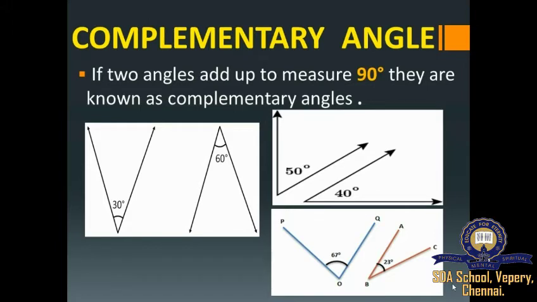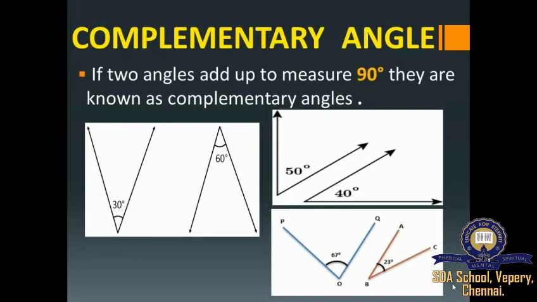In the first image you could see that when you add 30 degrees and 60 degrees, the resulting answer is 90 degrees. Similarly, 50 degrees plus 40 degrees will be 90 degrees. And in the third image you could see 67 degrees and 23 degrees, right?